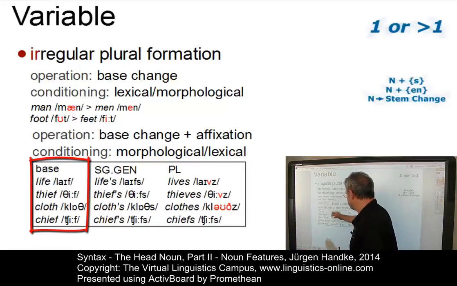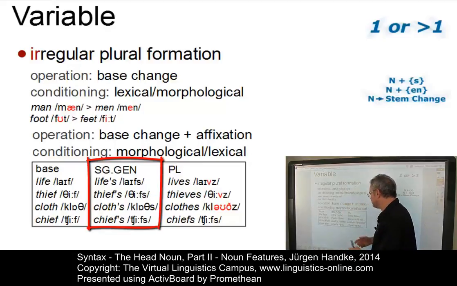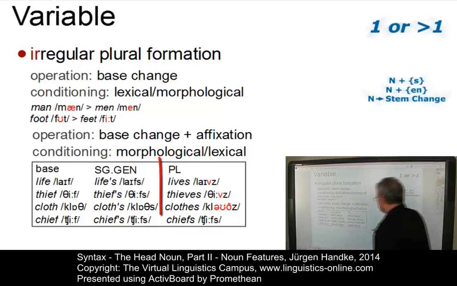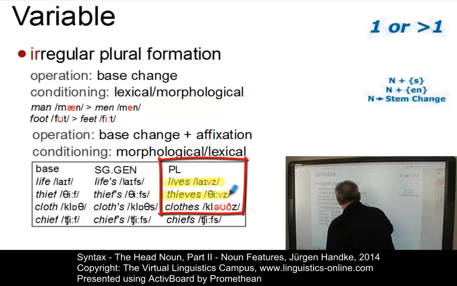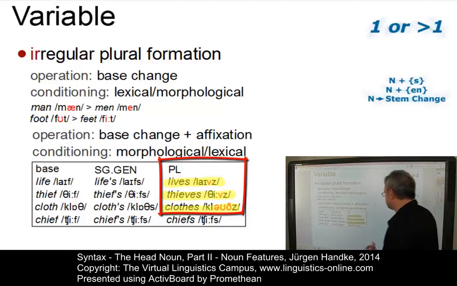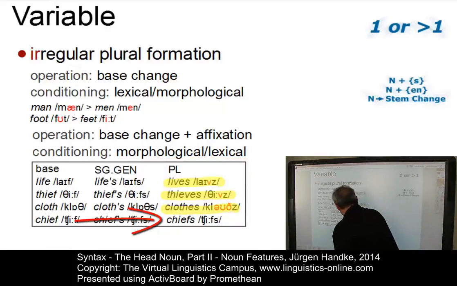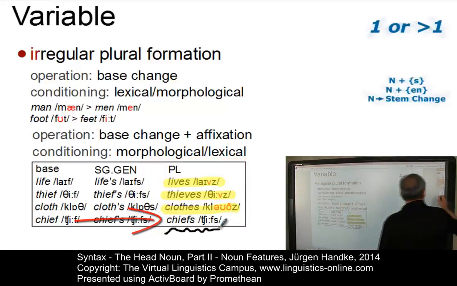Life, thief, cloth, and chief, the base forms. And then we have the genitive, which is fully regular and fully phonologically conditioned. The operation is affixation: life's, thief's, cloth's, and chief's. In the plural, however, we have three examples where a base change plus affixation applies: lives, thieves, and clothes, and one example which is fully regular, namely chiefs.